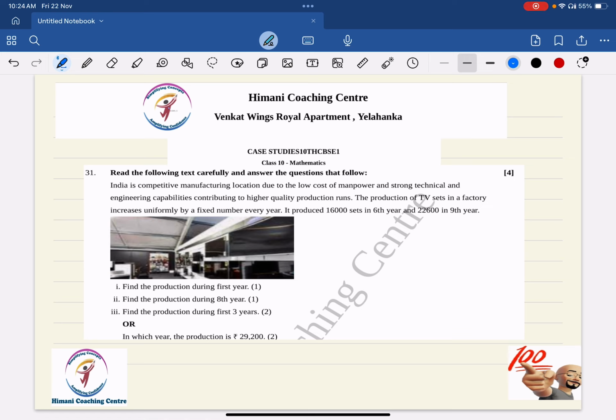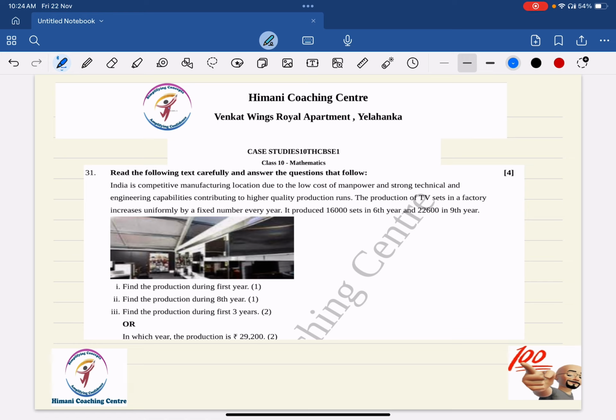Now this question is important in the sense that this kind of question is asked very often in the boards. It's a very simple question, but in this kind of question some manufacturing of TVs or some product is happening, and they will give you certain data and you are asked to find the solution. So let's read the question. It says, India is a competitive manufacturing location due to low cost of manpower and strong technical and engineering capabilities, contributing to higher quality production runs.